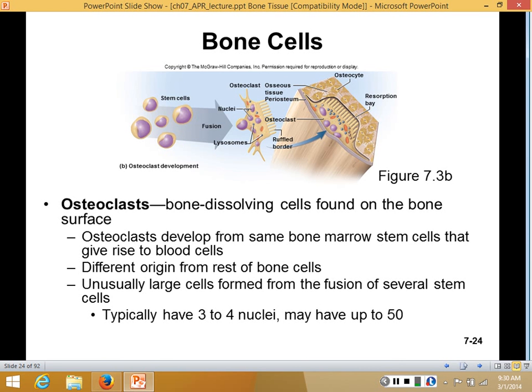So they eat their way. Your book says they etch their way into the bone, and that's where they actually live. Okay? They develop from the same bone marrow stem cells that give rise to your blood cells. I mentioned that earlier before I started talking about each one of them. So the white blood cells, these are the ones that come from what? The white blood cells. Different origin from the rest of the bone cells. They're unusually large, and they have 3 to 4 nuclei, and sometimes they can have up to 50 or more.